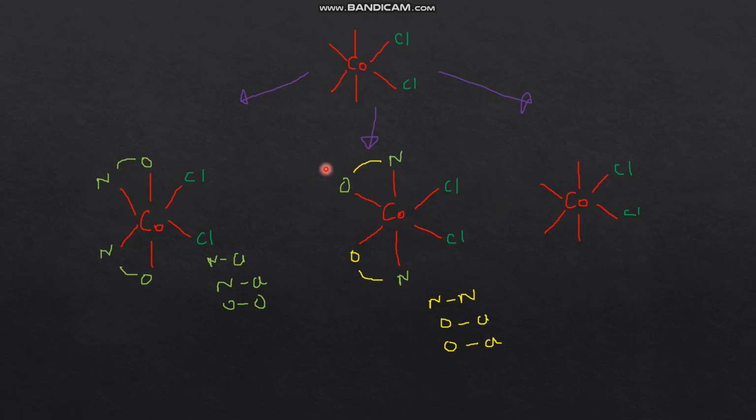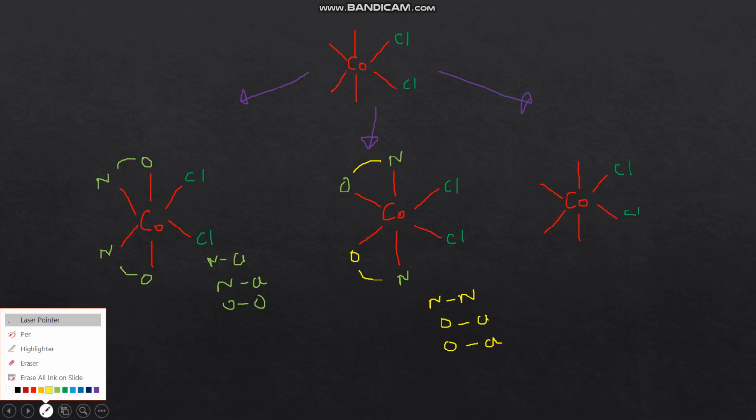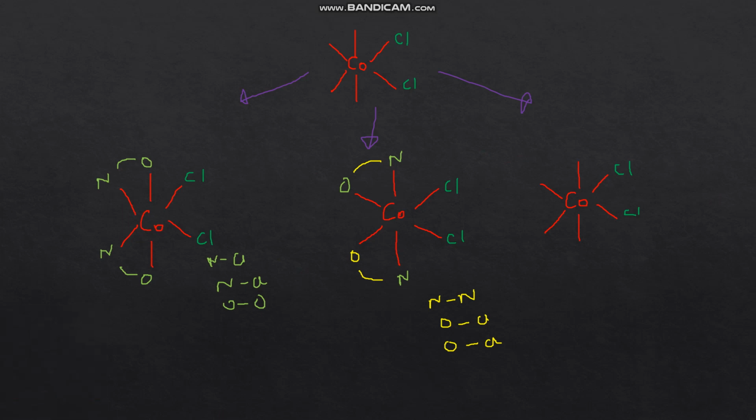You can see chlorine is opposite to oxygen and chlorine is opposite to oxygen, right? So both the chlorines are opposite to oxygen. If we try to make things such that one chlorine is opposite to nitrogen and one chlorine is opposite to oxygen, then that would give us another geometrical isomer, right? Let's try the possibility. So if we try one chlorine opposite to oxygen and one chlorine opposite to nitrogen, this is what I'm saying.